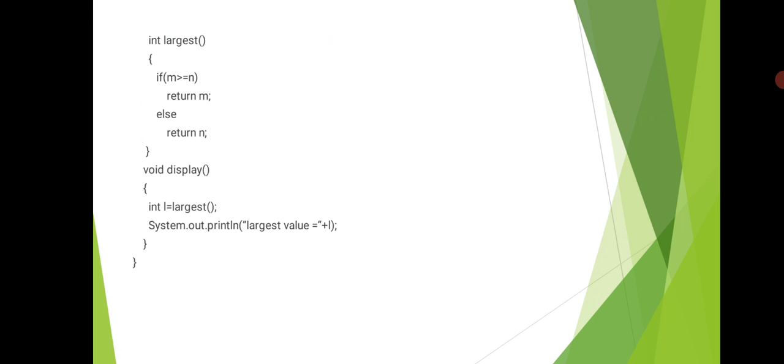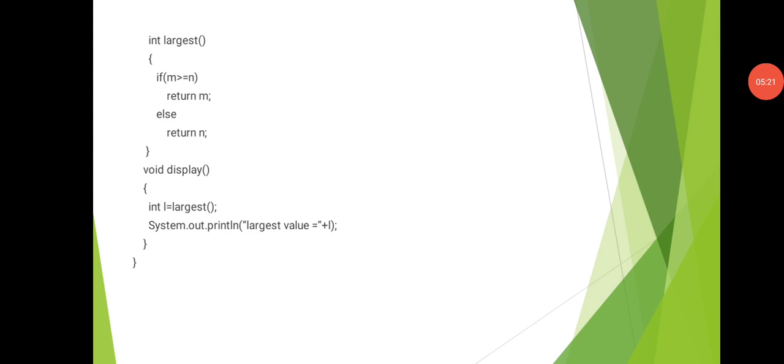So in this, the largest function is called within display, without using an object name and dot operator. So this is nesting. In the display function we are calling the largest function. It will return some value, and that returned value is copied to L, which is displayed through System.out.println.